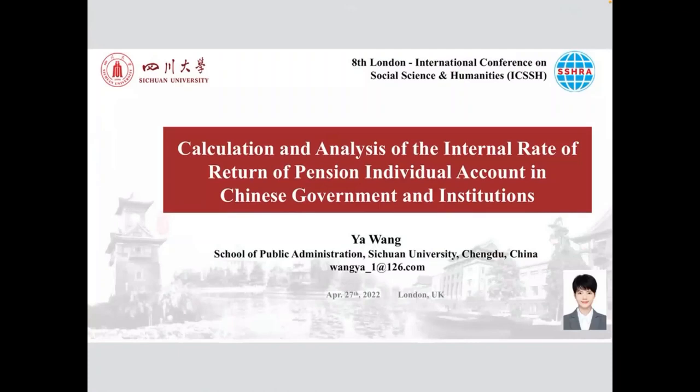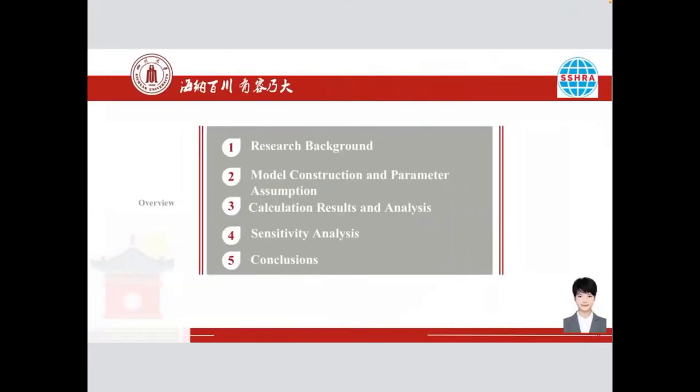My presentation title is Calculation and Analysis of the Internal Rate of Return of Patient Individual Account in Chinese government and institutions. I will present my work in the following sections.